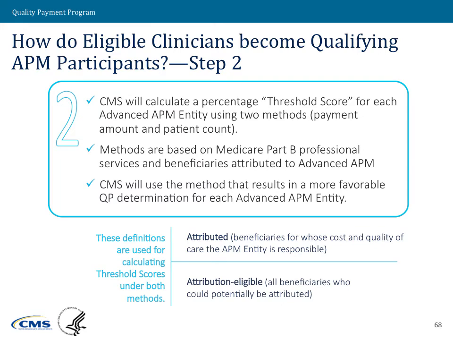So then the next step is to identify a percentage threshold score for that group. And then we'll do that using two different methods. And we'll do them in parallel, so we'll do two methods at the same time. And they're both based on Part B professional services. Just one is focused on the payments for those services, and the other is focused on the actual number of people served through Part B professional services.